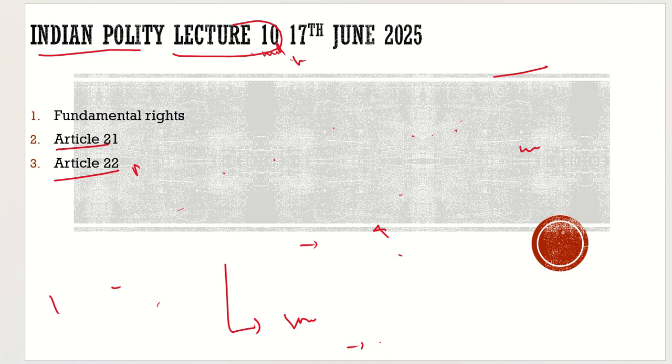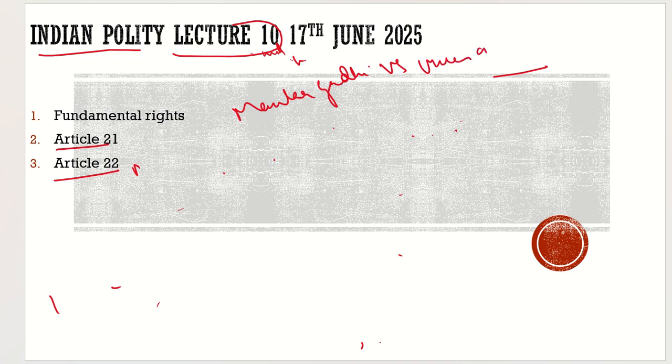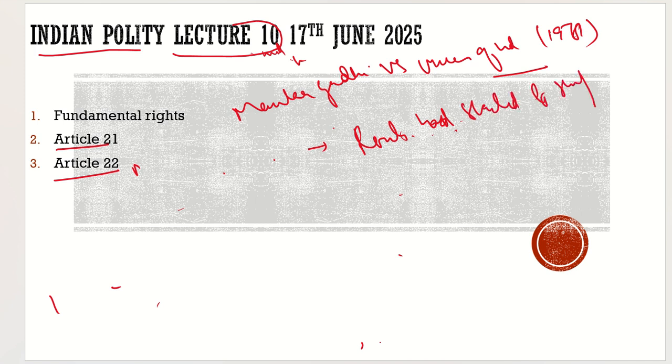And here, for the first time, we saw that courts had tried to shift away from procedure established by law to the due process of the law. It was the first time, under Maneka Gandhi versus Union of India in 1978, that courts had started to shift from procedure established by law to the due process of the law.